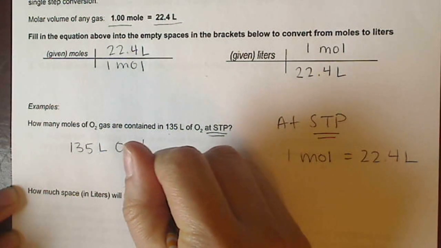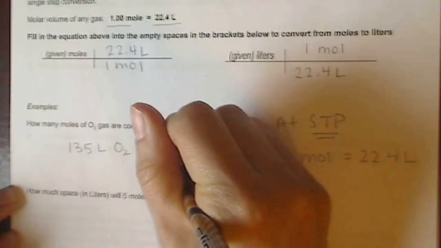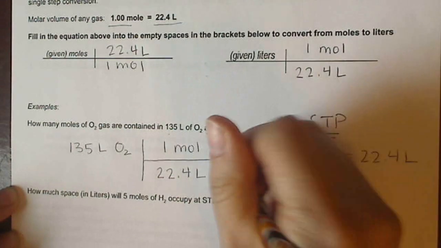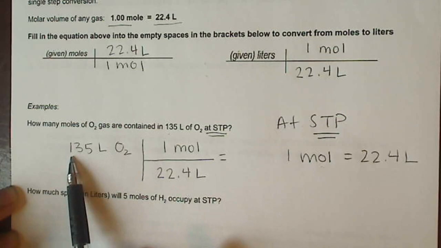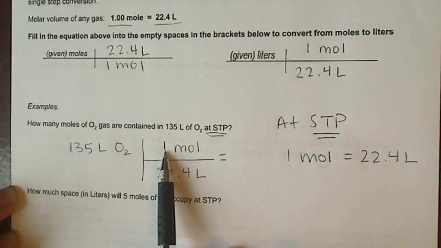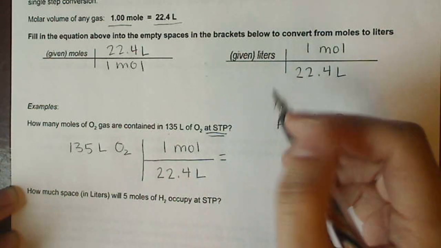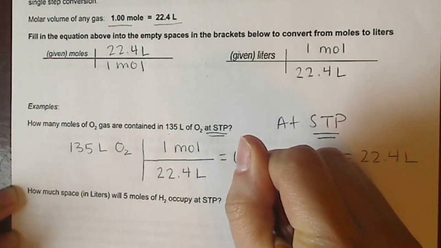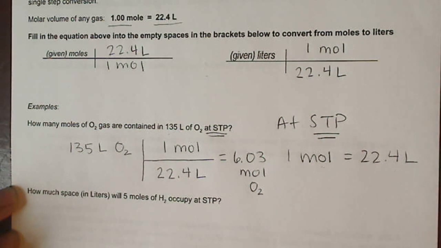So we're going to put 22.4 liters on the bottom, and that's equivalent to 1 mole of gas. In this case, our gas is oxygen. So mathematically, all you're going to have to do is 135 times 1 divided by 22.4. And that answer is 6.03 moles of oxygen.